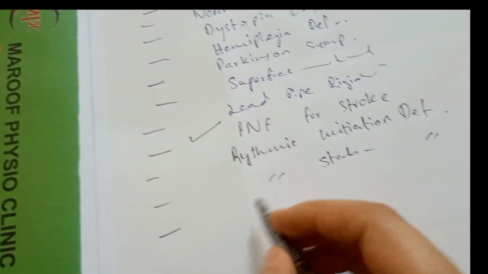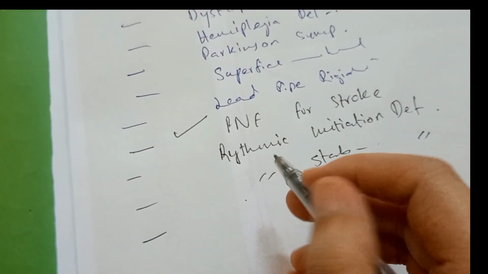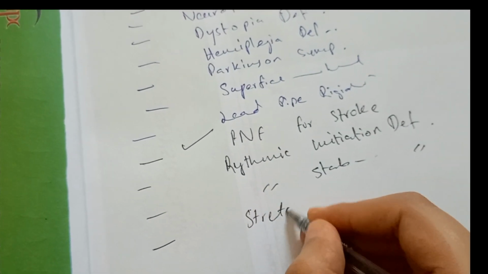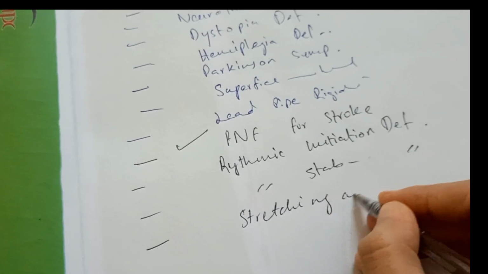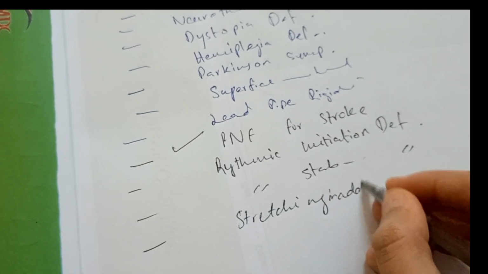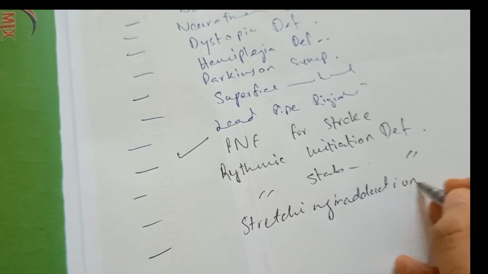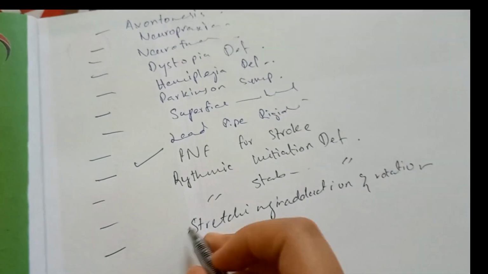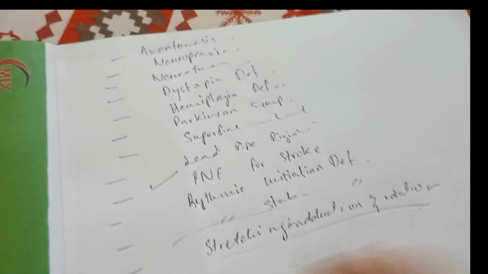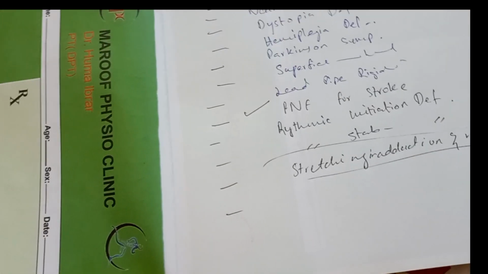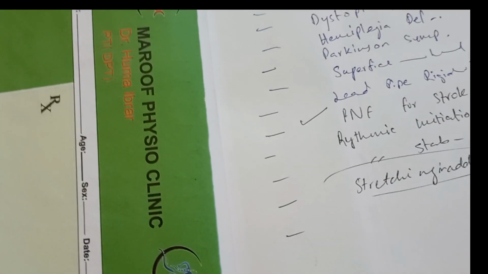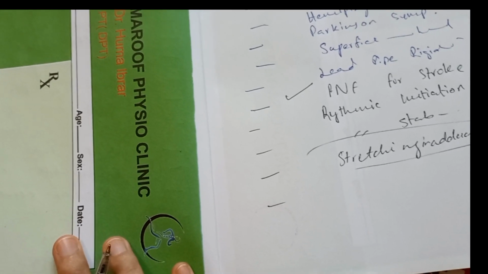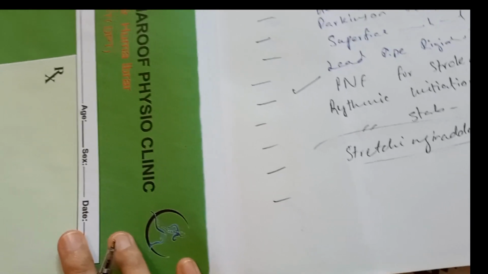Symptoms of piriformis syndrome. How to decrease symptoms of piriformis syndrome, and the option was stretching in adduction, and rotation. Then there was a question about springy end feel in knee: ligament injury, meniscus injury, sprain. Okay, springy end feel in knee.